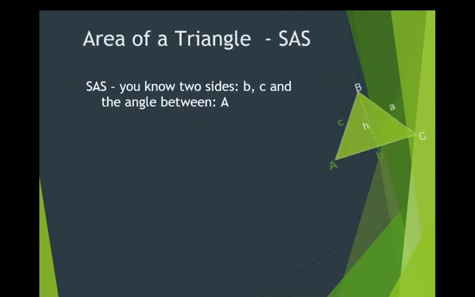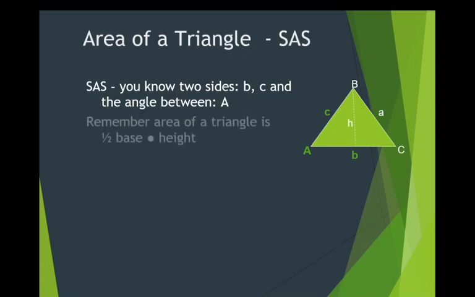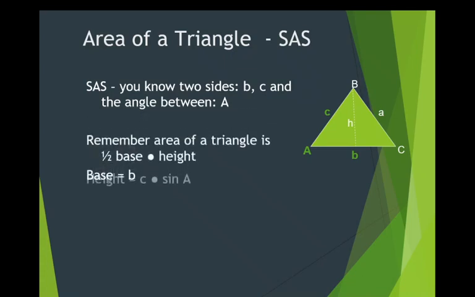The area of a triangle for side, angle, side. If you know two sides and the angle between them, we can use this equation. Remember, the area of a triangle is 1/2 base times height. On this triangle here, the base is side B, and the height is given by side C times sine A.